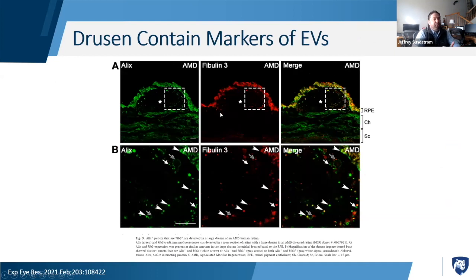Just briefly, to support that hypothesis, we were able to acquire some post-mortem human retinal tissue and looked at the retinal pigment epithelial cells, and we were able to find ALIX, a well-known EV marker. And you can see that it co-localizes with fibulin. And this mound here is just a large soft drusen that's characteristic of dry age-related macular degeneration. And you can see that there is quite a bit of labeling of EV markers there.